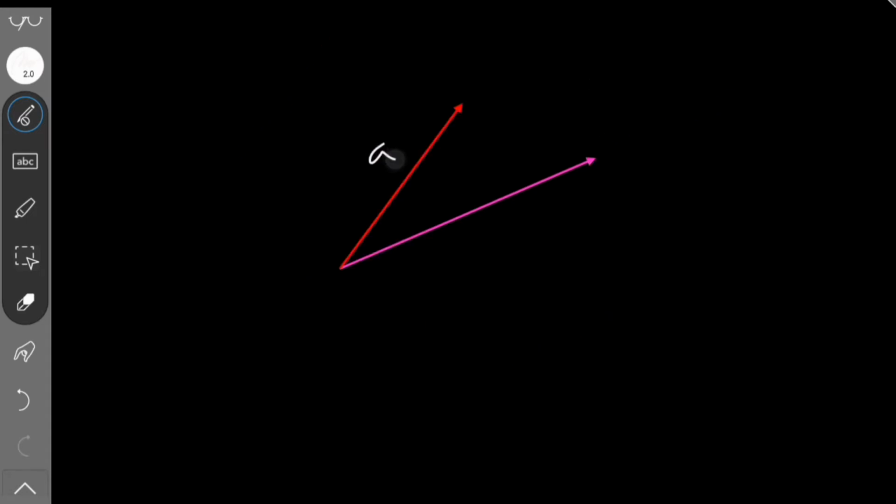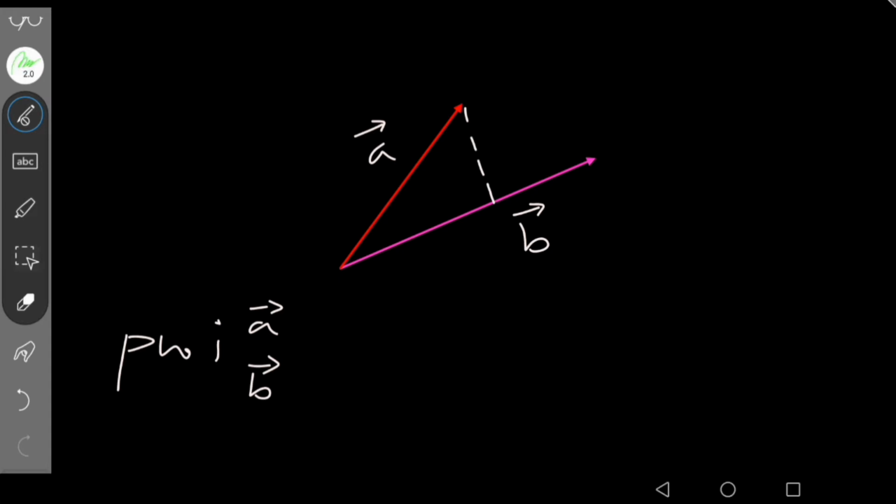This one is vector a, and this one is vector b. If you look here, they are joined tail to tail. Then we are asked to calculate the projection of vector a on b. To find the projection of vector a on b, I start from the head of vector a and draw a perpendicular line to b. Look, this one is a perpendicular line from the head of vector a to vector b.